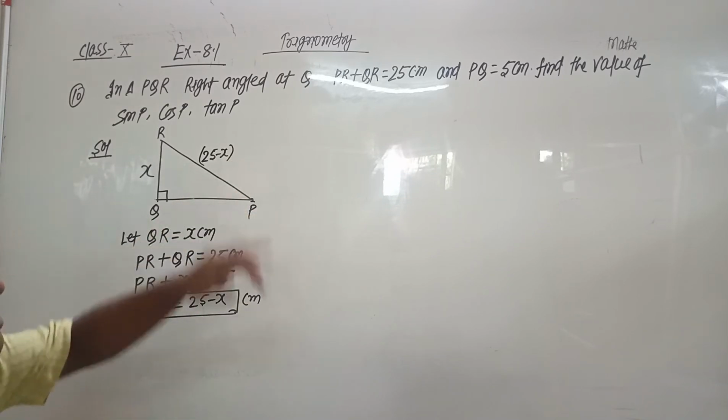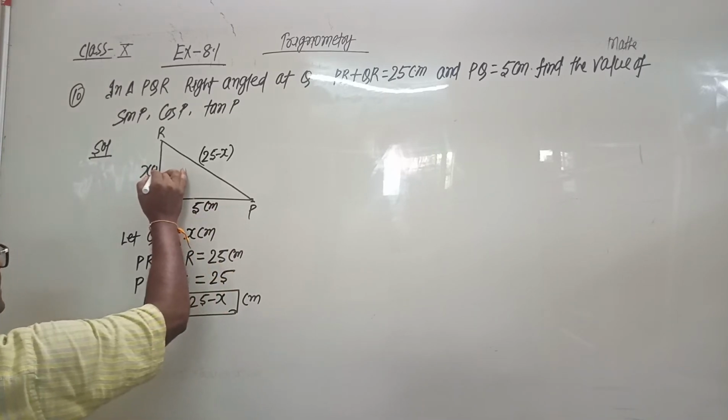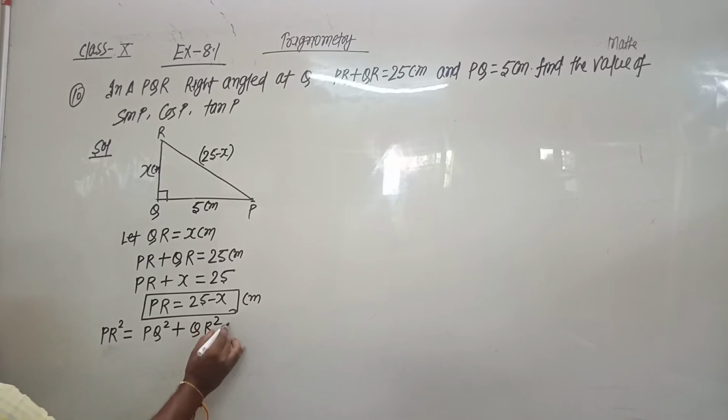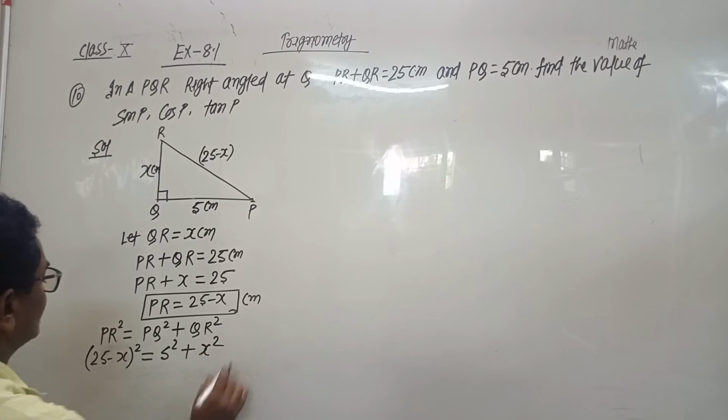The value of PQ is given as 5 centimeters. So we use the Pythagoras theorem: hypotenuse square equals base square plus perpendicular square. PR is 25 minus x, the whole square, equals PQ square, which is 5 square, plus QR square, which is x square.